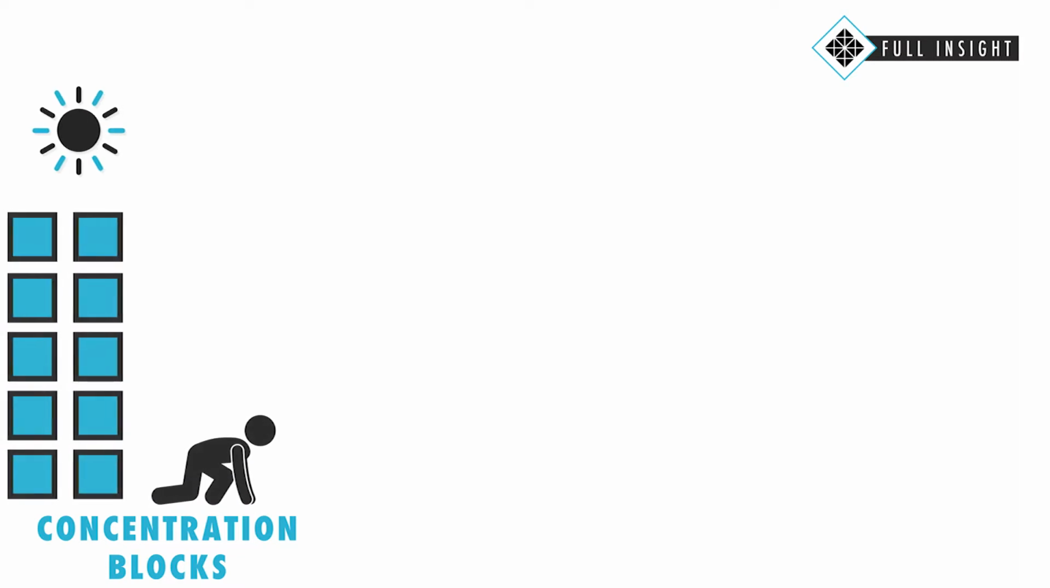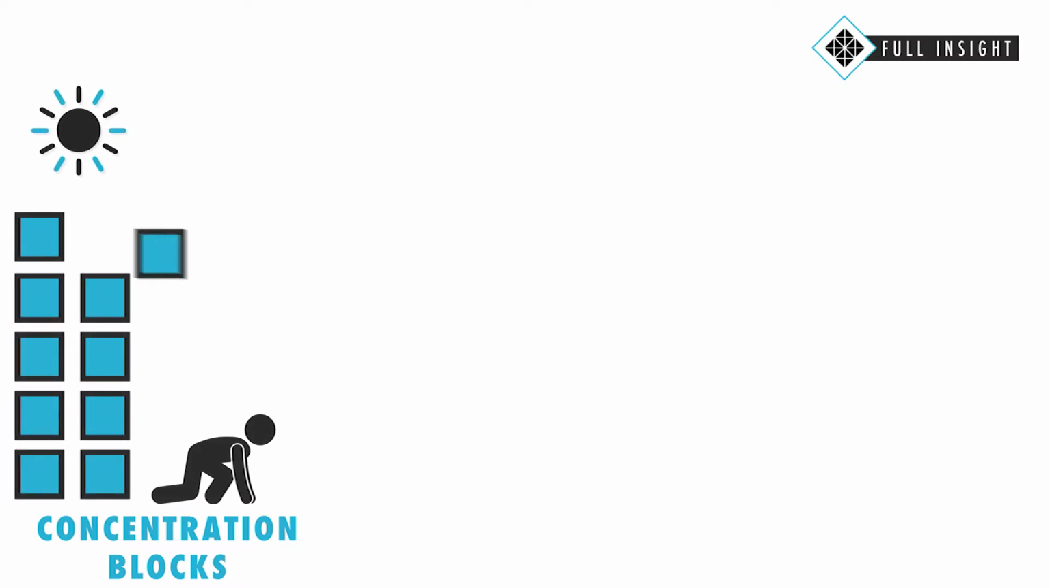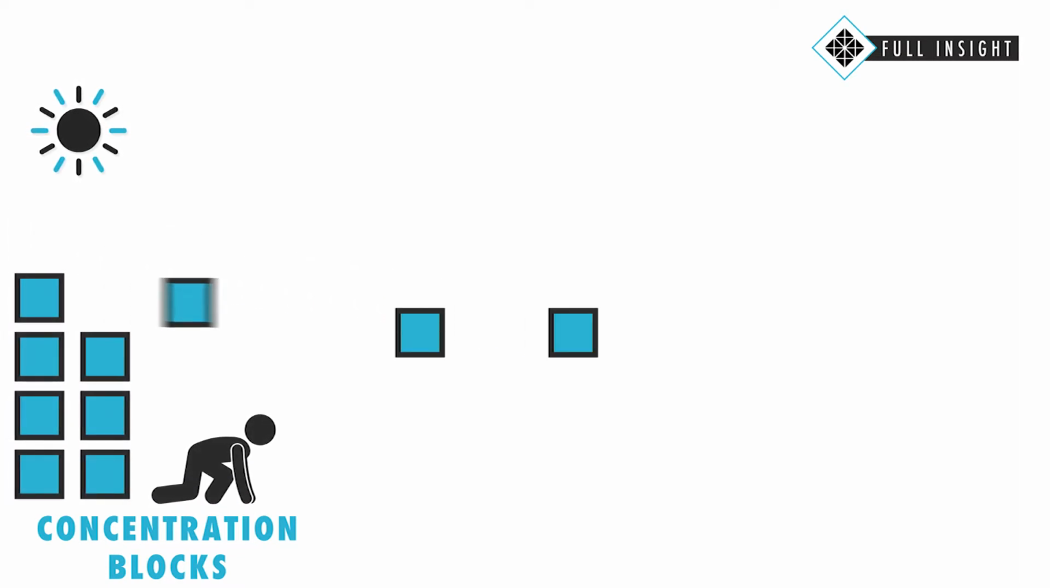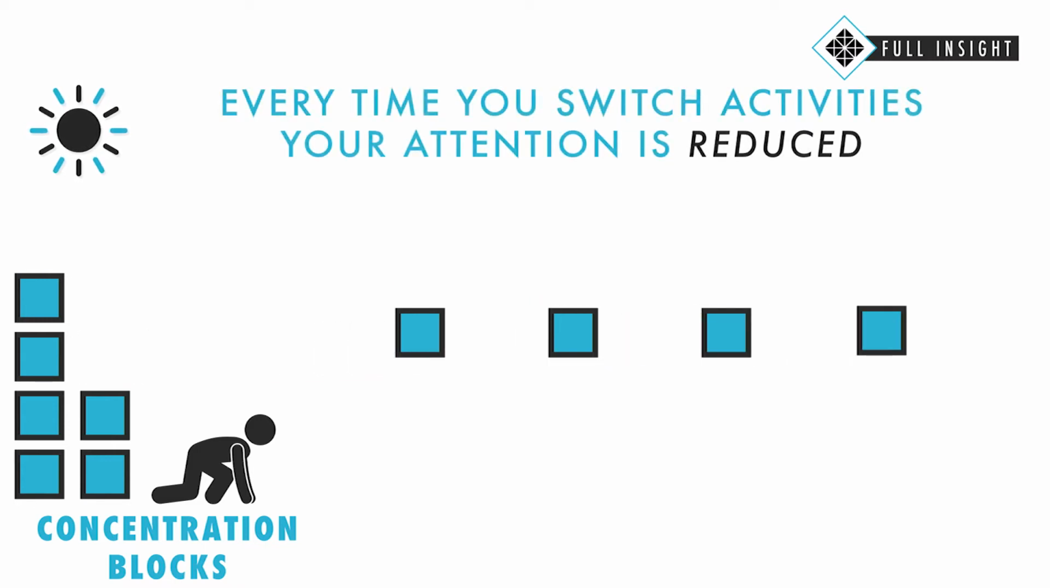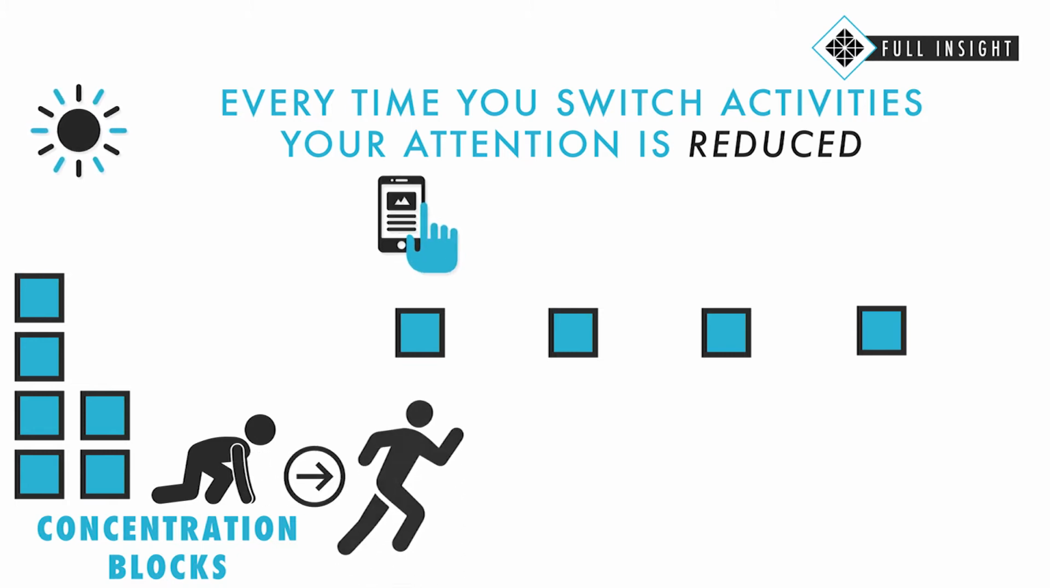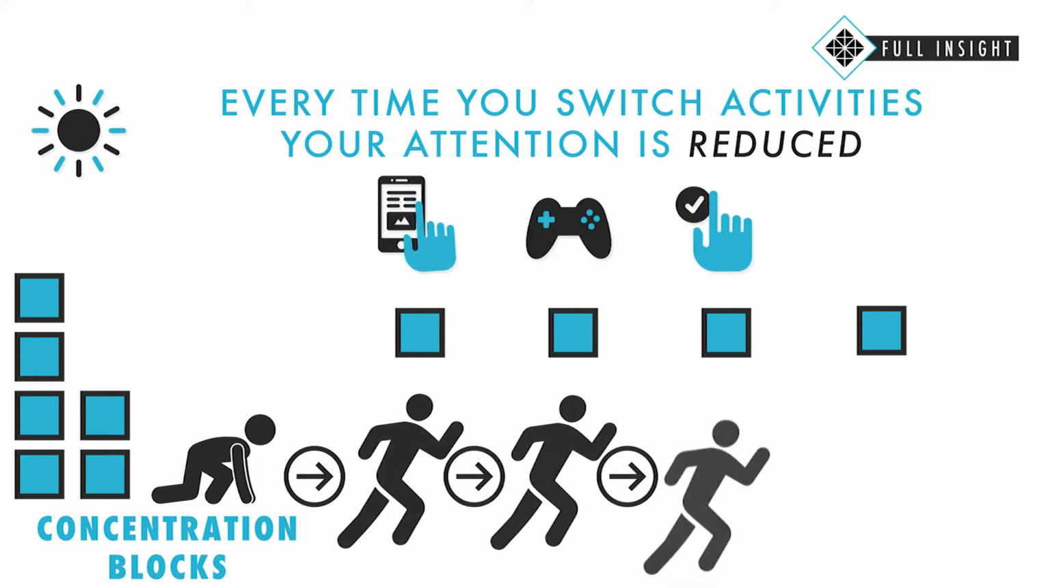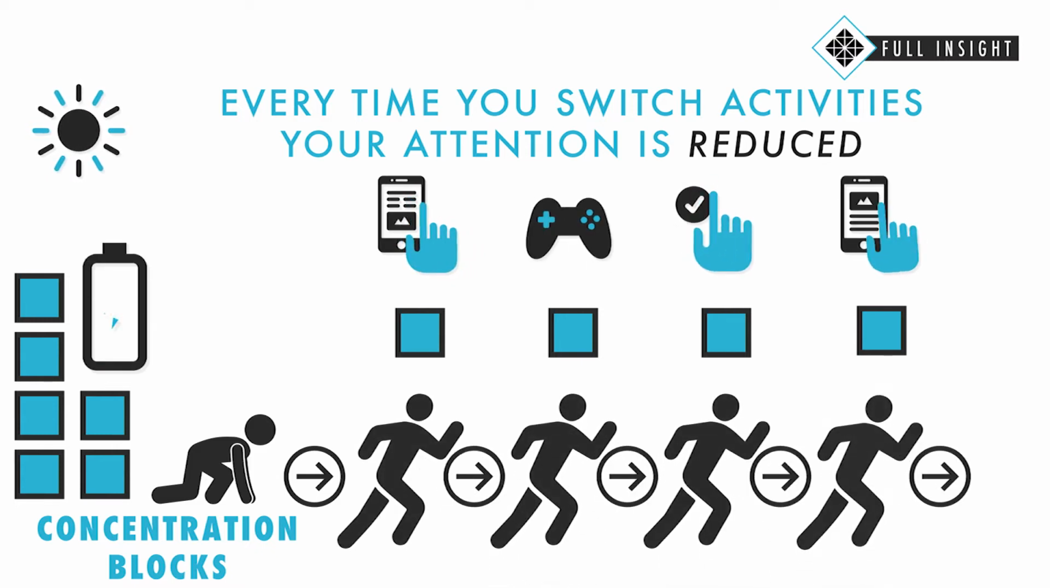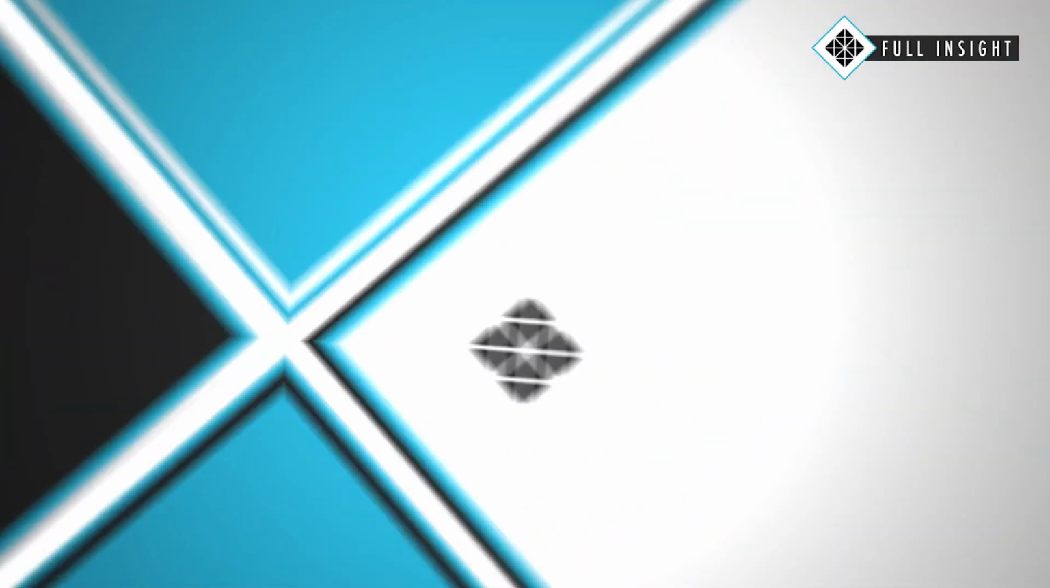Think of it this way: you start your day with 10 concentration blocks. Every time you start an activity that requires you to be focused, you invest one concentration block. Now, every time you switch activities, your attention is reduced because you have less concentration blocks. This means that when you get distracted by social networks, video games, or surfing online, you risk losing concentration that you won't be able to recover during the rest of the day.